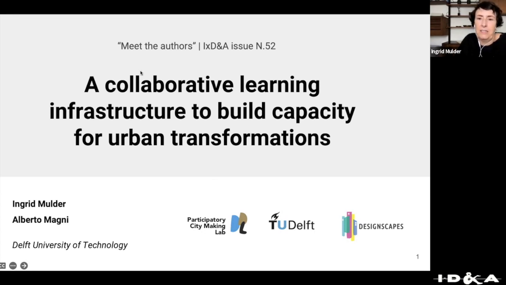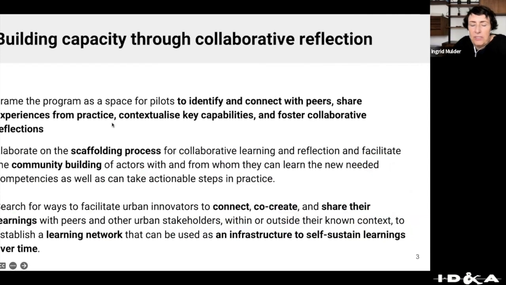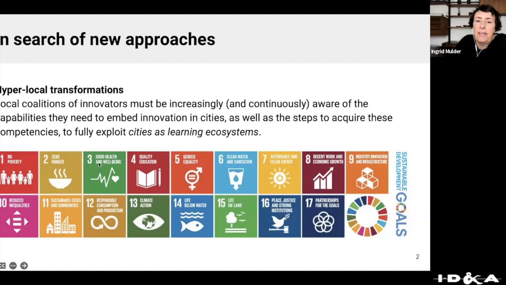If we look around us, we often see a great variety of urban actors that join forces to bring positive change in the local environment. However, the increasing scale and complexity of the challenges they face also force these coalitions to constantly advance their repertoire to make any impact. To support these kinds of local design experiments, we have developed a learning infrastructure that enables these coalitions to leverage the urban context as a learning ecosystem.